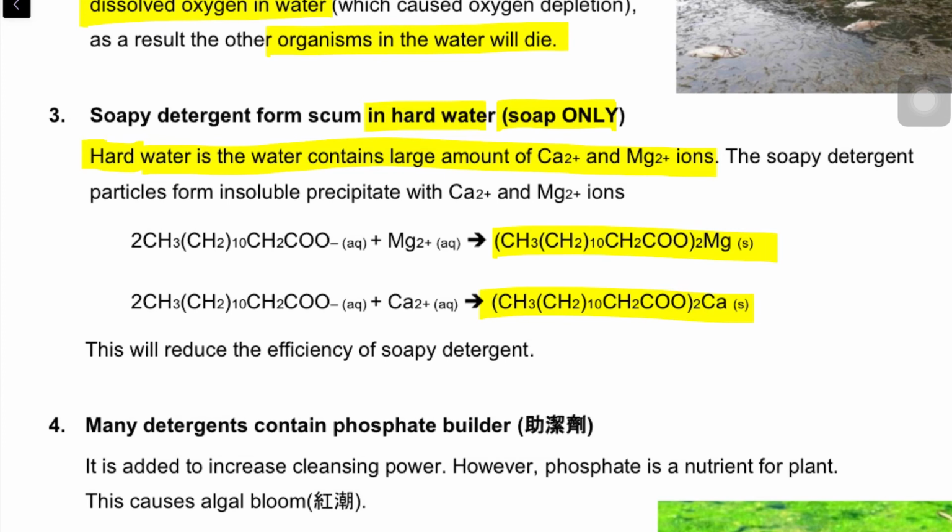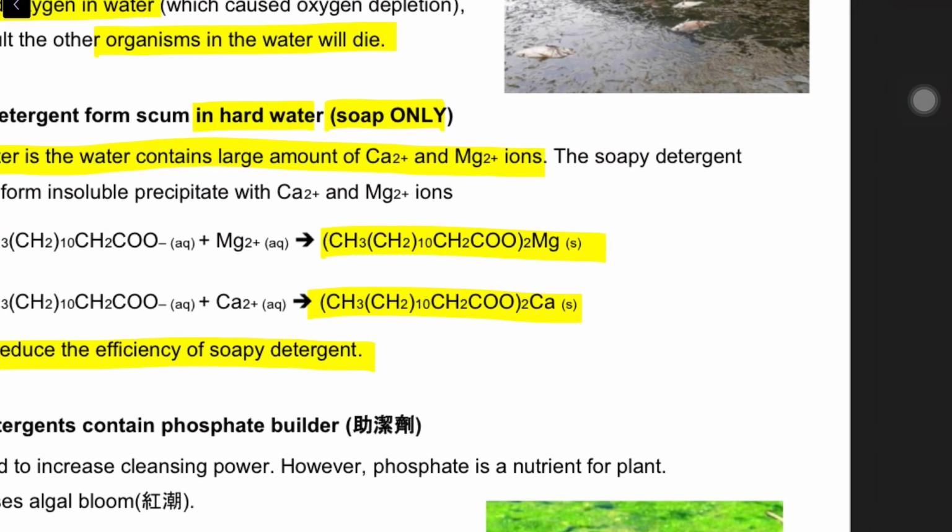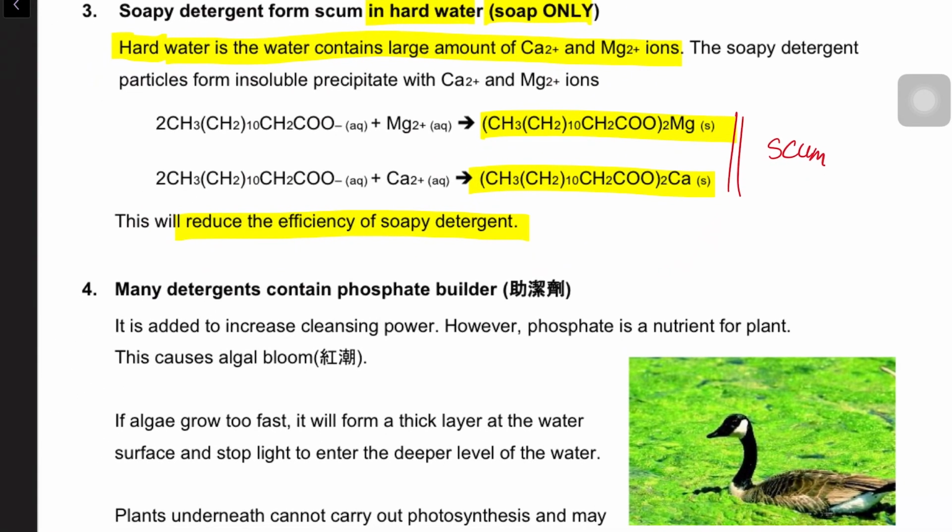They are not mobile ion anymore, and that means we need an extra amount of soapy detergent to finish our cleansing task. Or we can say the soap will be reduced in efficiency because we need more and more to compensate for the insoluble salt formed. In chemistry, we have a special term for this insoluble salt. We call them scum.